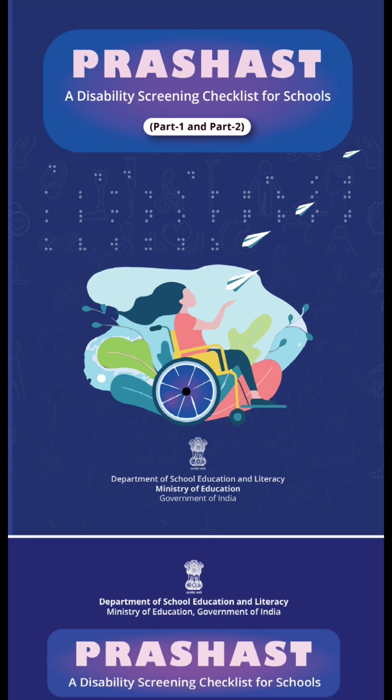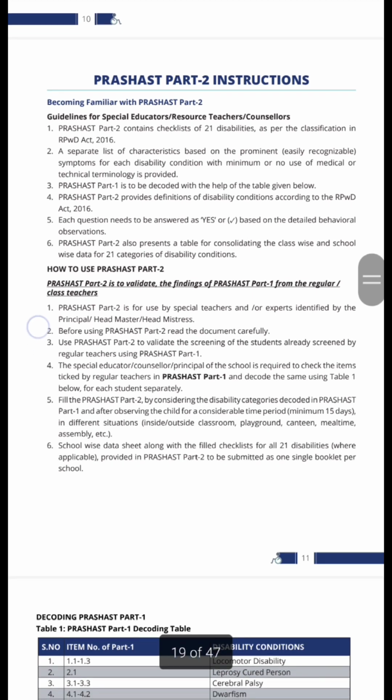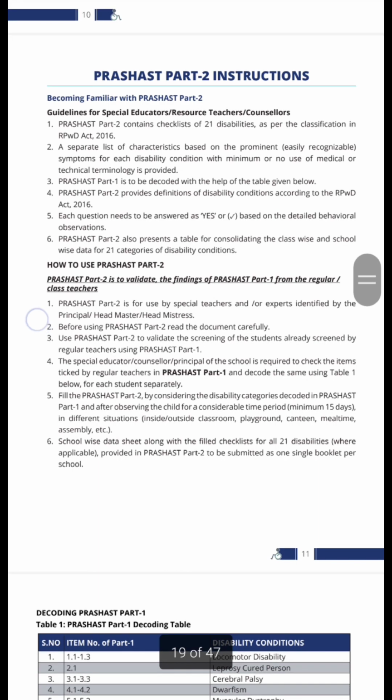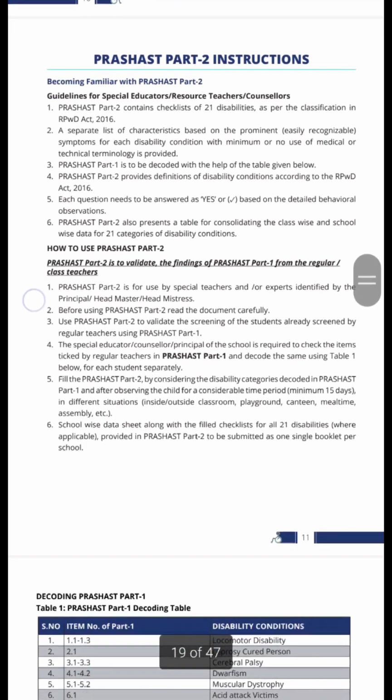Guidelines to use PRASHAST Part 1. First, school heads are to ensure that the general teacher is properly oriented by the special educator, resource teacher, or counselor in the use of PRASHAST for initial screening of students. Second, each regular teacher is to be provided one copy of Part 1 of PRASHAST per student. The school head should collect all the PRASHAST Part 1 filled by regular teachers.